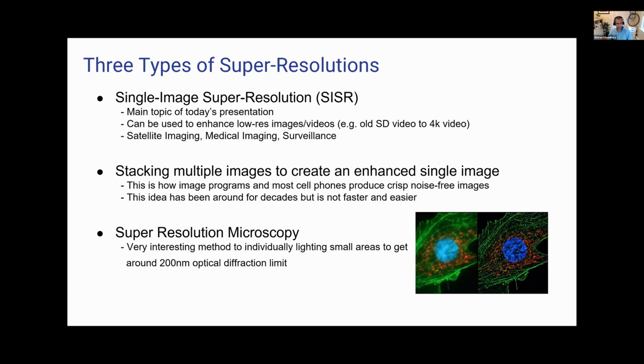And the third type is super resolution microscopy, which is completely different. It's basically an idea of individually lighting areas to get around the 200 nanometer optical diffraction limit. So, they use some smart trickery to get around a limit that physics imposed.